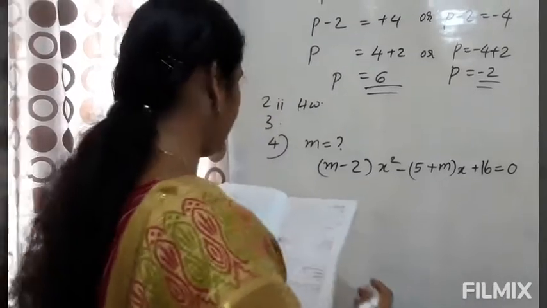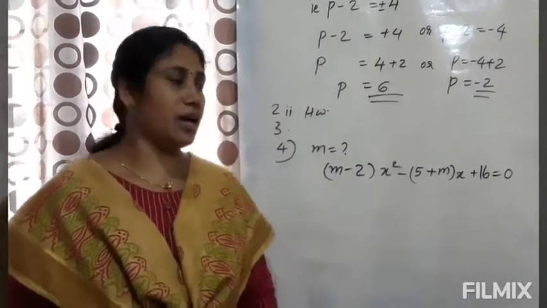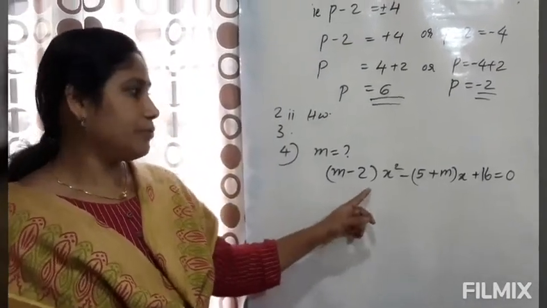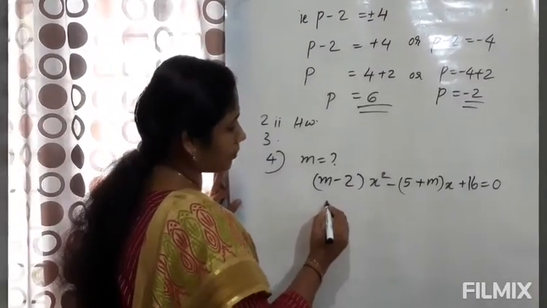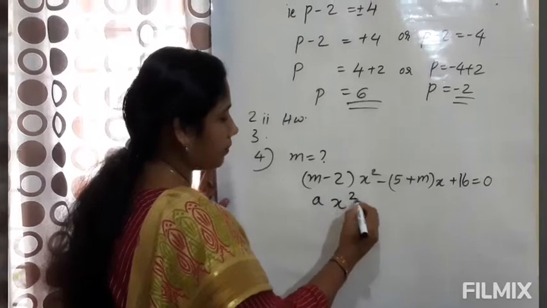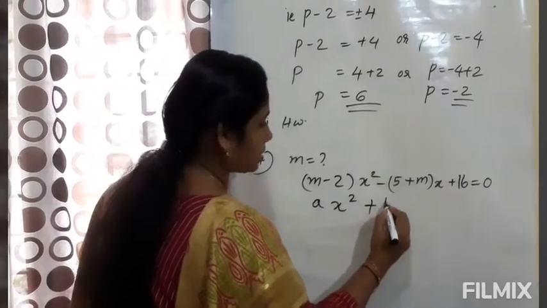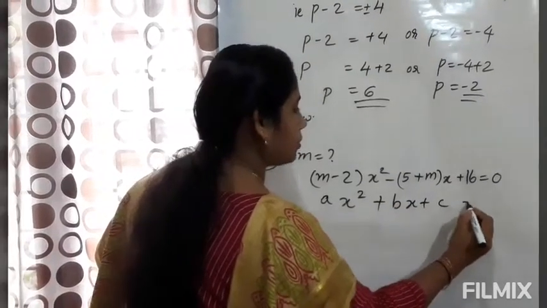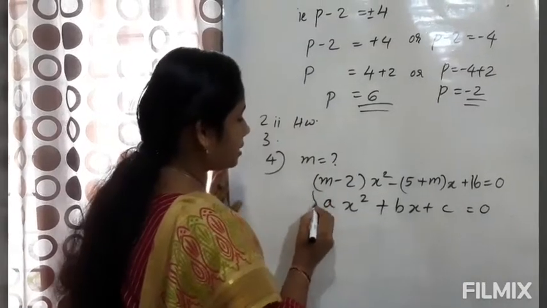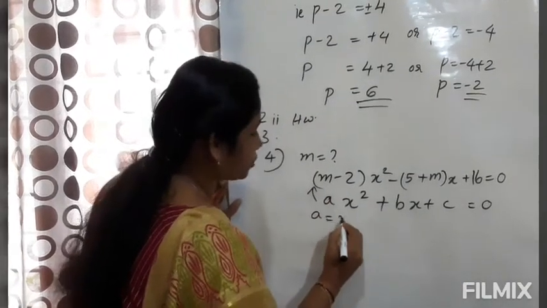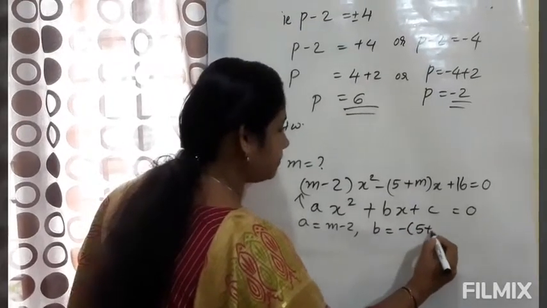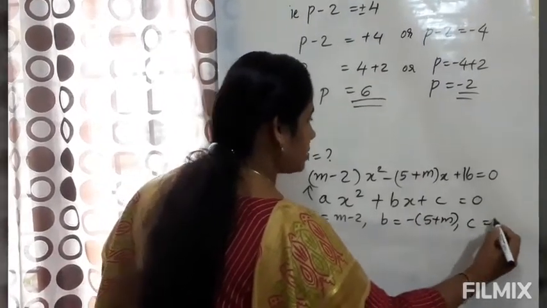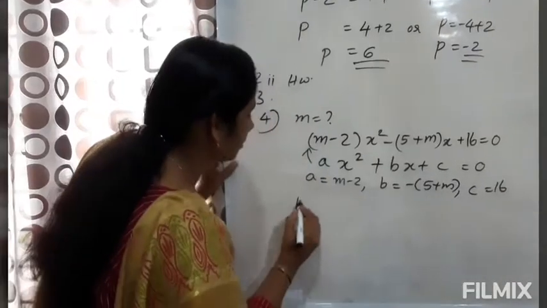This is the question. This quadratic equation has equal roots. So, find out the value of m. Equal roots means we have b square minus 4ac equal to 0. We can compare this equation with ax square plus bx plus c equal to 0. We can see that a is m minus 2, b is minus of 5 plus m, c is 16. Now let us calculate.